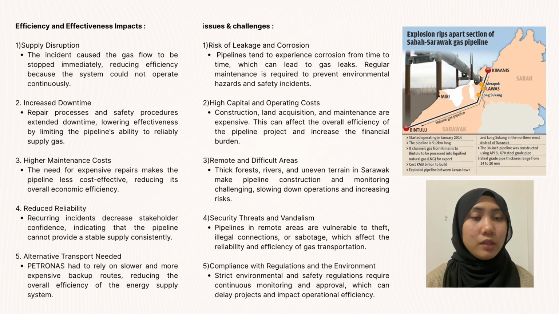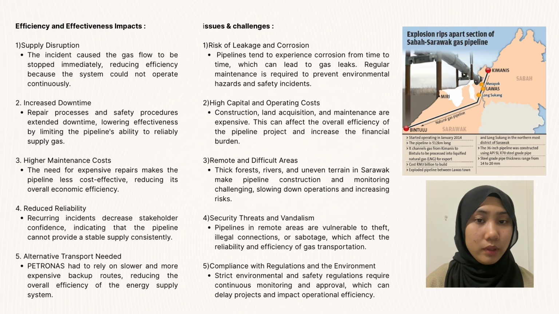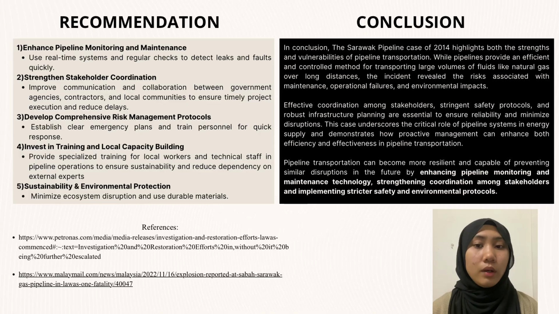Next, compliance with regulation and the environment. Strict environmental and safety regulation require continuous monitoring and approval, which can delay project and impact operational efficiency. Now I will present several recommendations to improve pipeline safety and efficiency based on the issue identified in the case study. For the first recommendation, enhance pipeline monitoring and maintenance. Use real-time system and regular check to detect leaks and faults quickly.